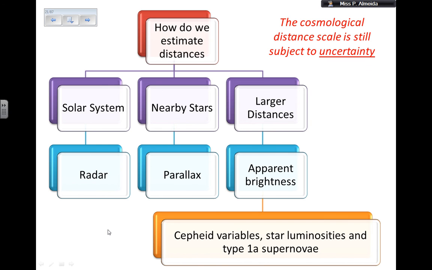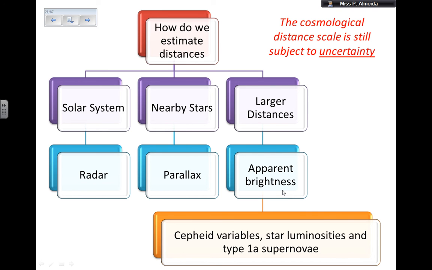For nearby stars, I can use parallax. And for any distances larger than that, I'll use the apparent brightness. Parallax is about how much the star seems to move against the background stars, in angles. When the star is very far away, the parallax angles are so tiny I cannot even measure them. So I'll use different methods, which is about apparent brightness.